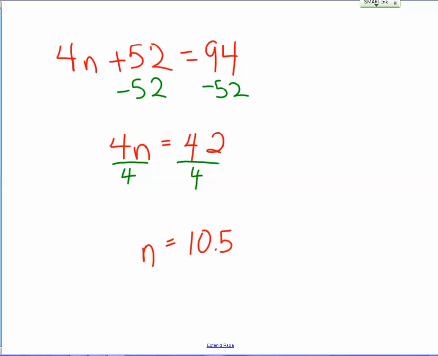And now we solve that. Subtract 52 from both sides. We're left with 4n equals 42. Divide both sides by 4. That's a 1. Take it out. That's a 0. Take it out. And 42 divided by 4 is 10 and a half.